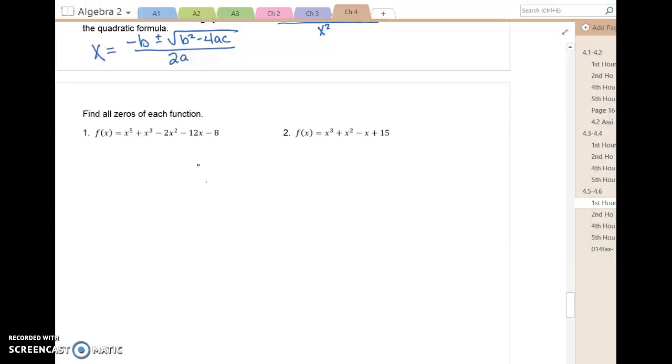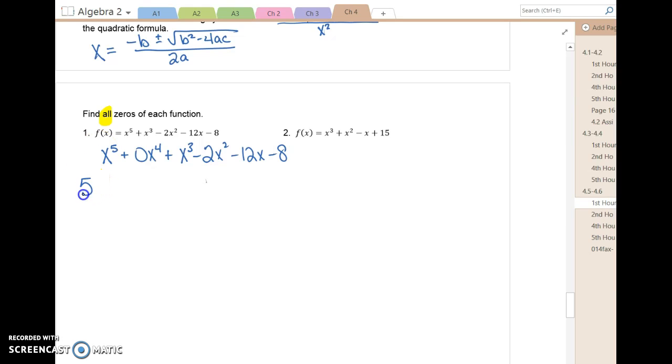Okay, example 1. Find all zeros of each function. This means we are going to be finding the real solutions and the imaginary solutions if they exist. All right, this first one, the first thing I want to do is rewrite this as x to the 5th plus 0x to the 4th. Notice there's a missing term in there. Plus x to the 3rd minus 2x squared minus 12x minus 8. This is a long polynomial. It's definitely more than 4 terms, so we can't factor by grouping.